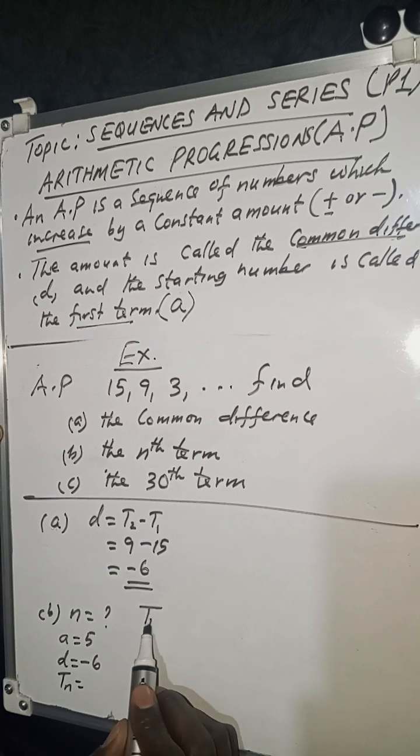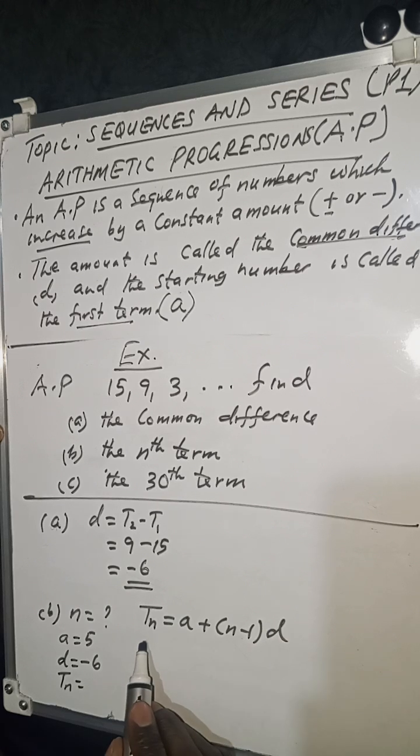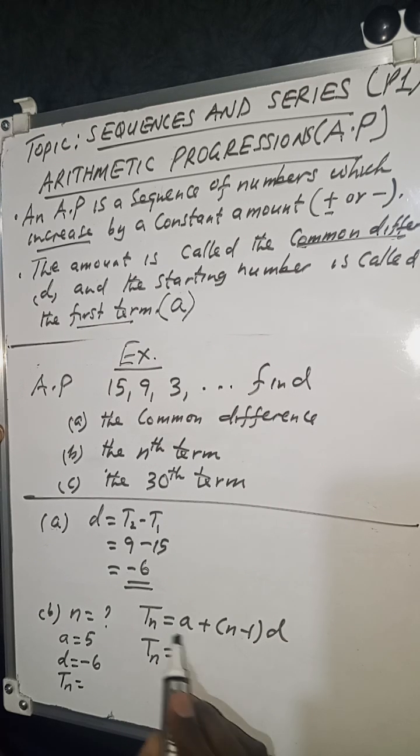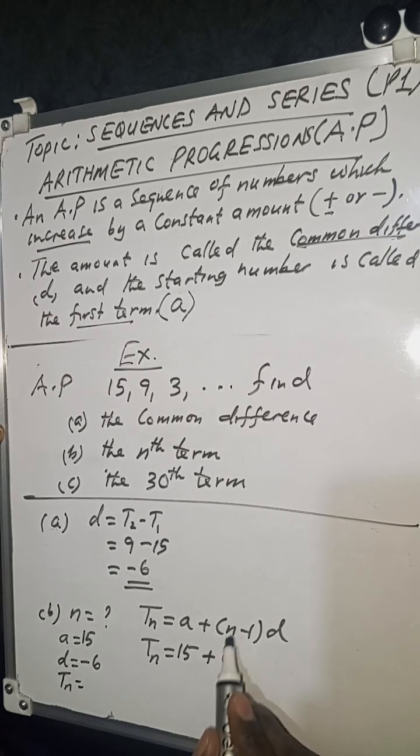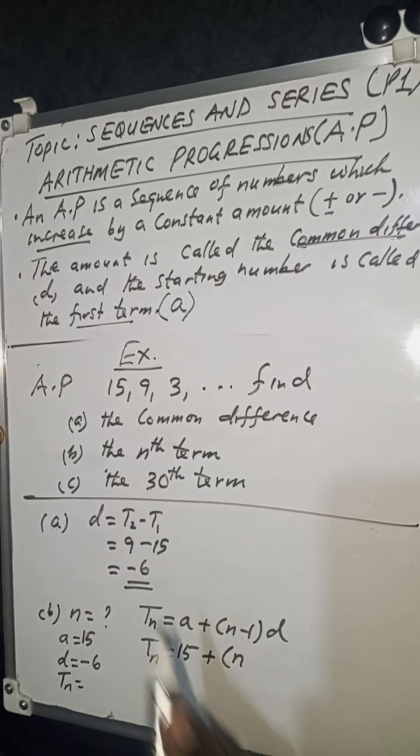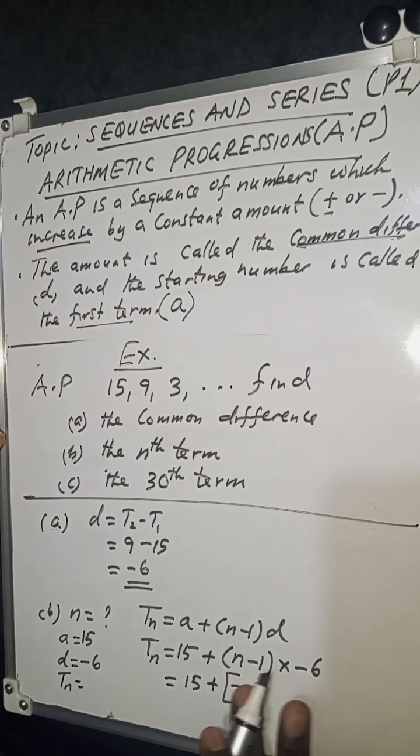So what you do, you simply say Tn is equal to the first term plus n minus 1 multiplied by the common difference. Remember, we don't know what our n is. We can replace the first term, which is 15 there, plus you don't know your n, so no need of replacing when you're finding the nth term, minus 1 multiplied by the common difference, which is a negative 6. So it is going to be 15. Remember, negative 6 times n, that is going to give me negative 6n. So let me just write it nicely, negative 6n. Negative 6 times negative 1 will give me a positive 6 there.